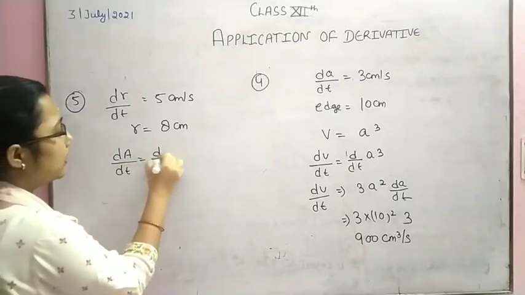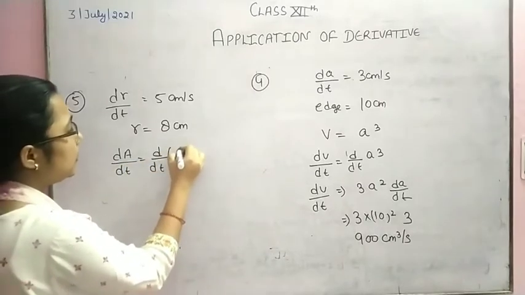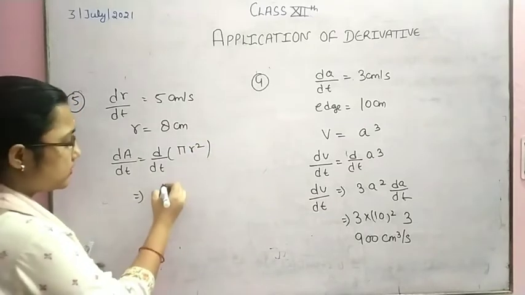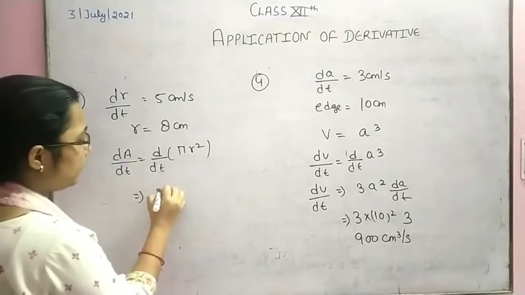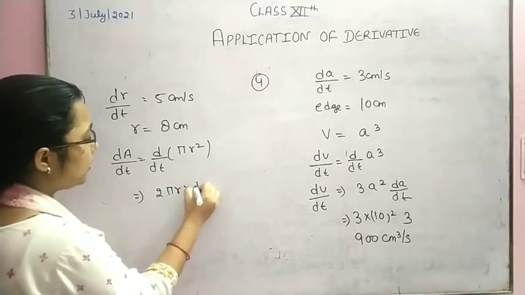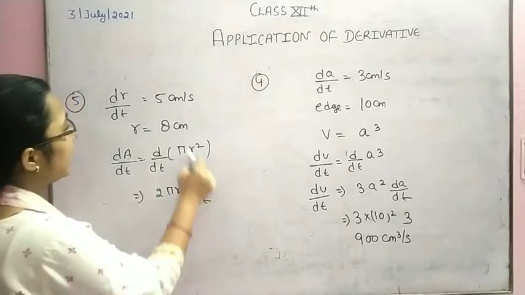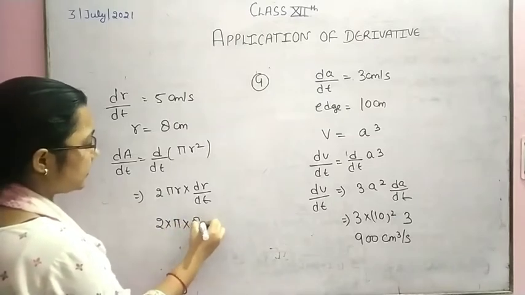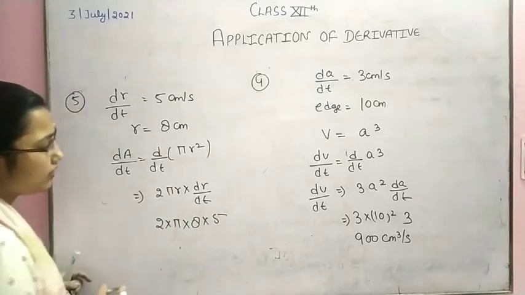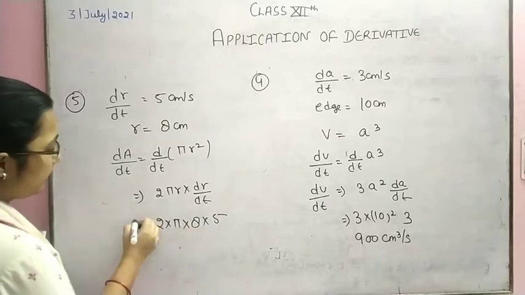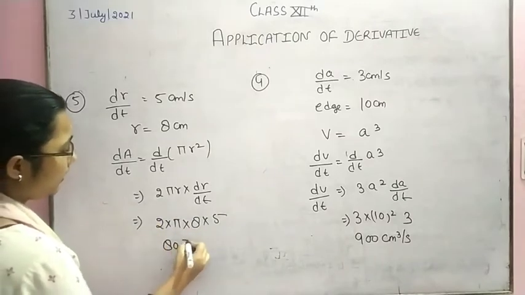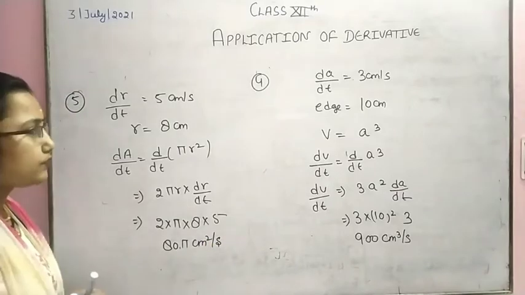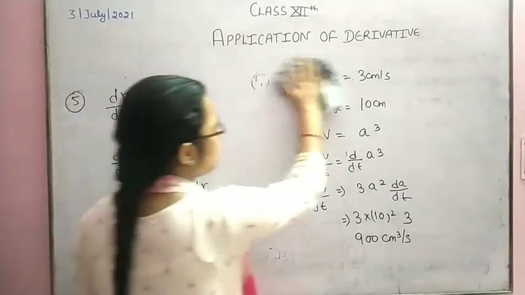So we know that the area of the circle is again pi r square. Now differentiate it with respect to t, we get 2 pi r into dr by dt, and it is given as 5 centimeter per second. Just put the values, r is 8 centimeter and this is 5. So we get 5 into 2 multiplied by 8, that is 80 pi centimeter square per second. Okay. Now come to the sixth question.